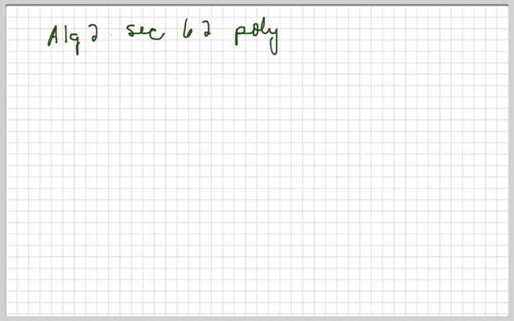Alright, this is for Algebra 2, section 6.2, and it's entitled Polynomial Functions. And what I'll try to do is I'll try and do a few problems from your homework and kind of cover some note topics as we go through.